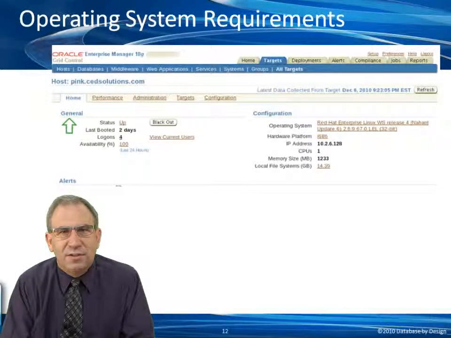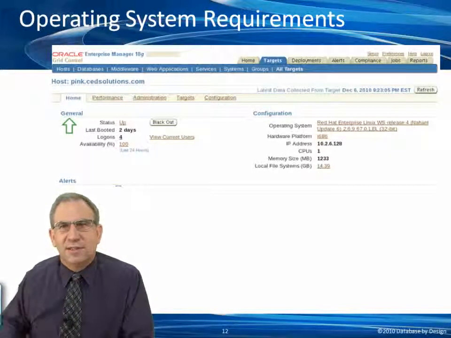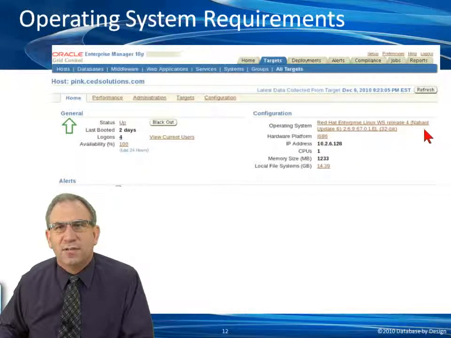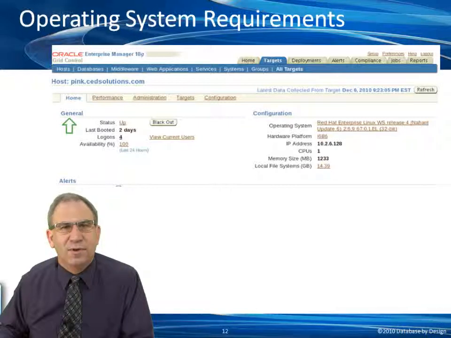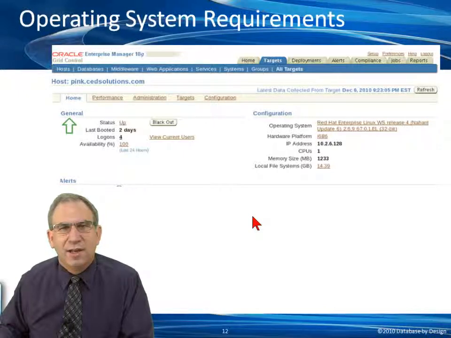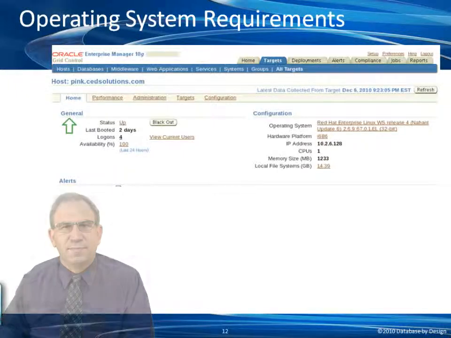When I drill down into that specific host, I can see that the operating system for that host, for that database, is Red Hat Enterprise Linux Release 4. This is the update version. This is the hardware platform, the number of CPUs, as well as the amount of memory. This is actually the host that holds my primary Oracle database.